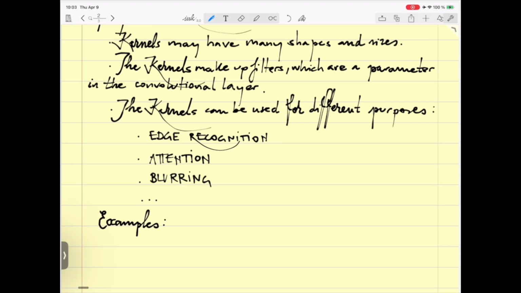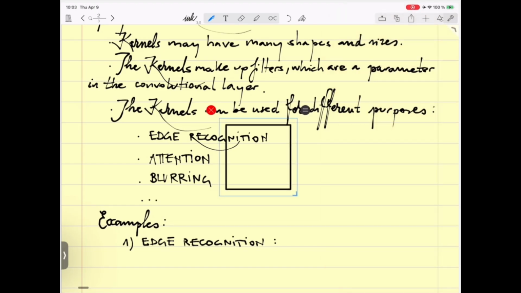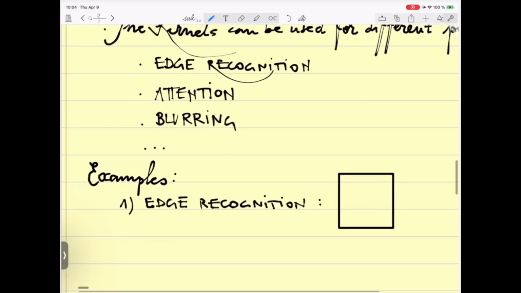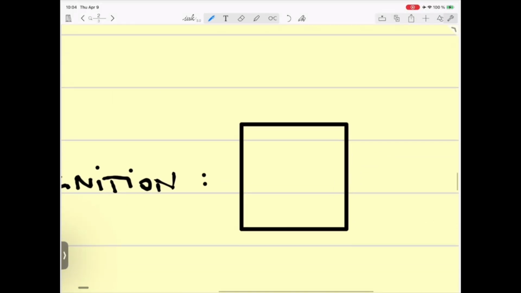Let's say we want to get some edge recognition. We would go ahead and have a 3x3. The examples are going to be 3x3. And then what we would have would be like this. Okay, just pay attention and try to understand the logic.